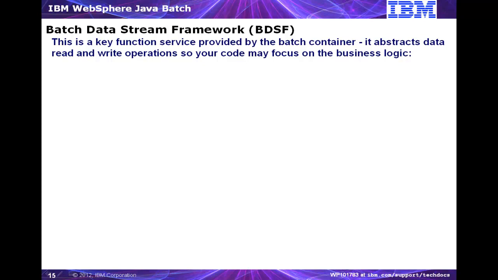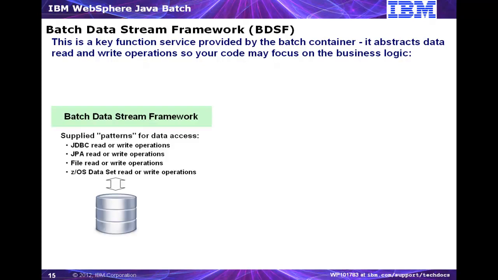The batch data stream framework is data input and output handling code provided by the batch container that abstracts the low-level Java stream handling. Your Java batch code focuses on business logic while WebSphere Java Batch does the heavy lifting for you. Imagine the batch container with a set of code that provides data access routines as a service to the higher-level application code. Several patterns are provided for common data access requirements, such as JDBC for relational databases, file read and write for Unix files, and z/OS dataset read and write. For this illustration, we'll use JDBC.